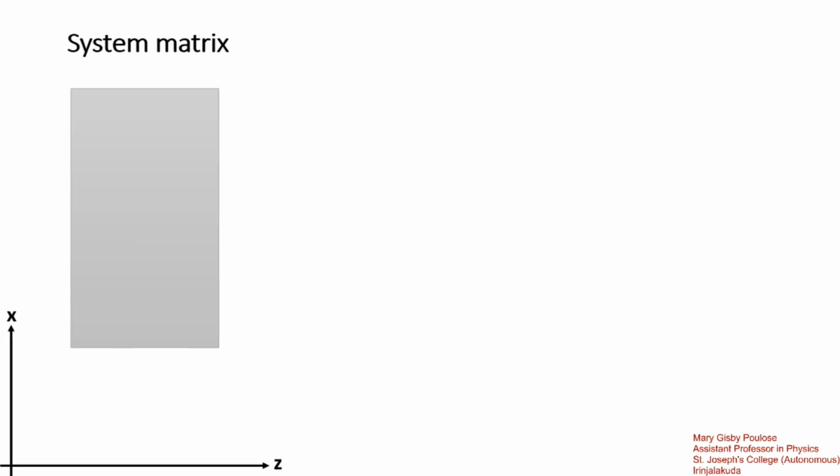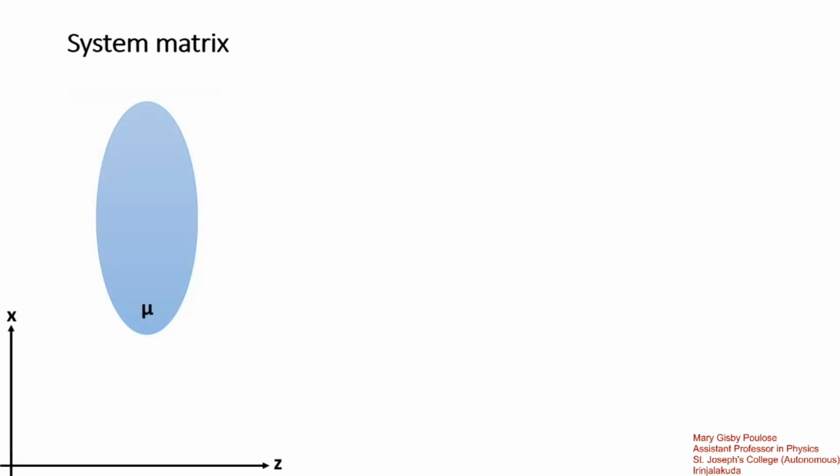Now let us first derive the system matrix for an optical component. Something is placed in the XZ plane. The Z axis is the direction of propagation of light. And some optical component is placed in this plane. For us, we need not know what it is, but to derive the matrix, I'm going to show what the optical component is. We have selected a double convex lens of refractive index mu. Now light is made to fall upon it.